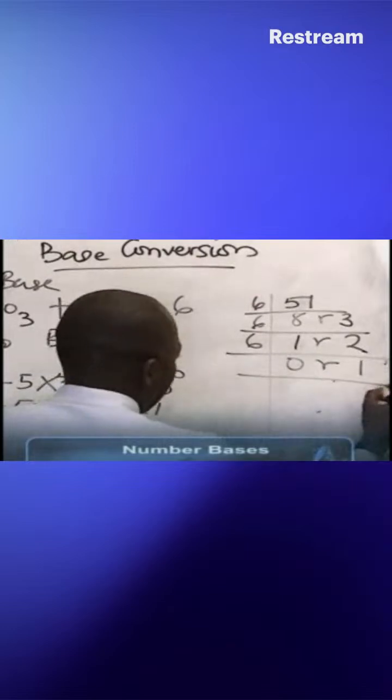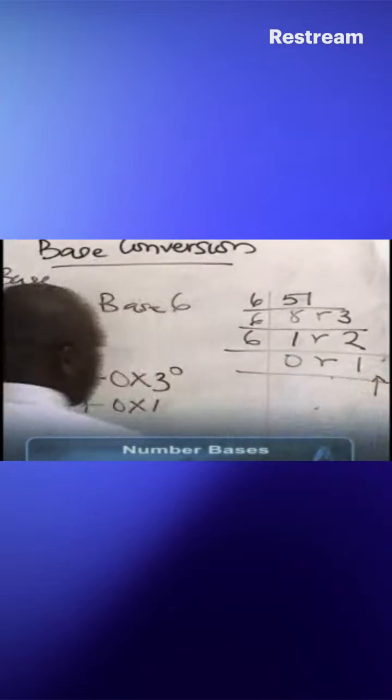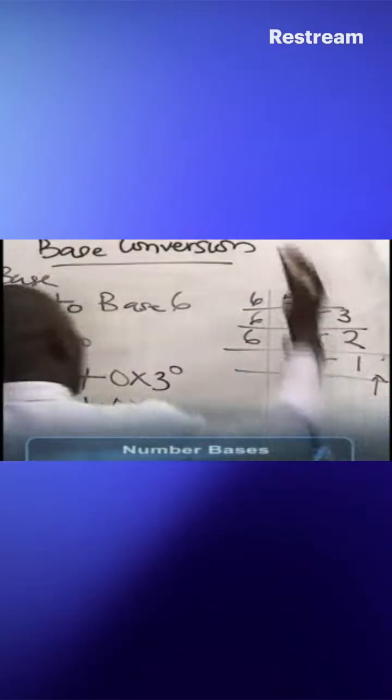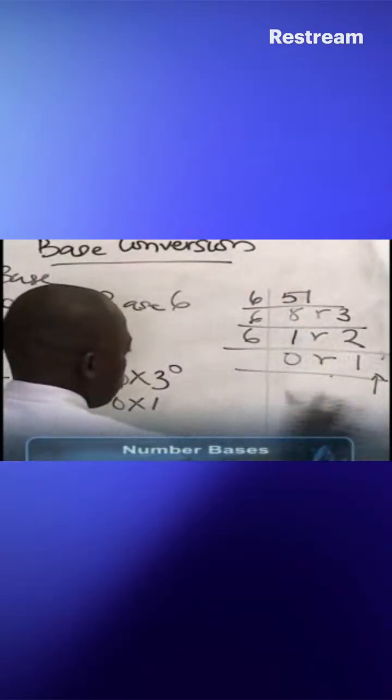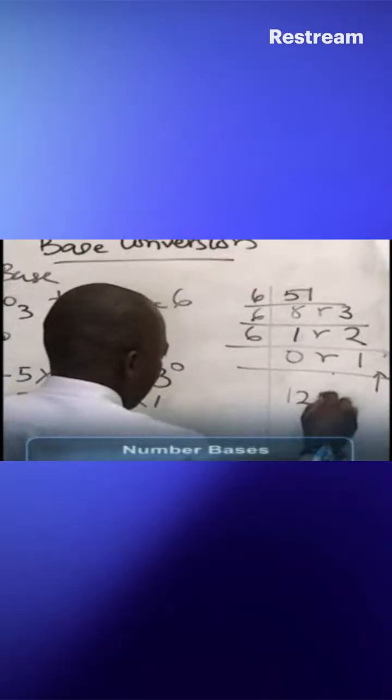And again, like I said, your answer is read from bottom upwards, and then you see the arrow here, which will help you to know that you must read it that way.